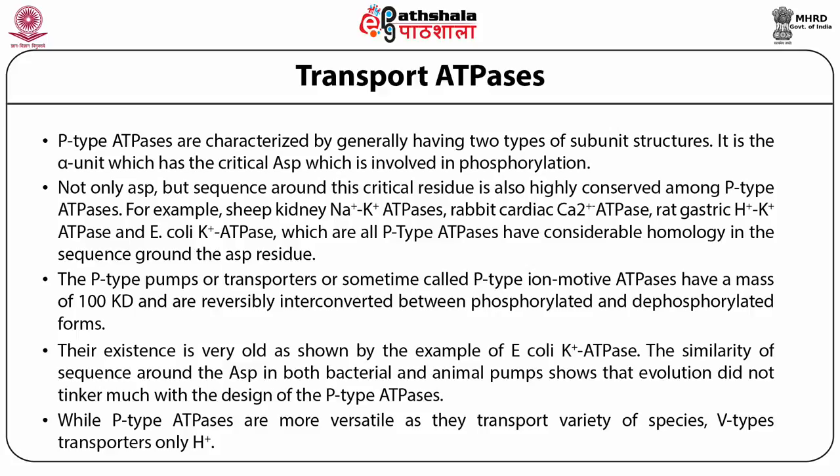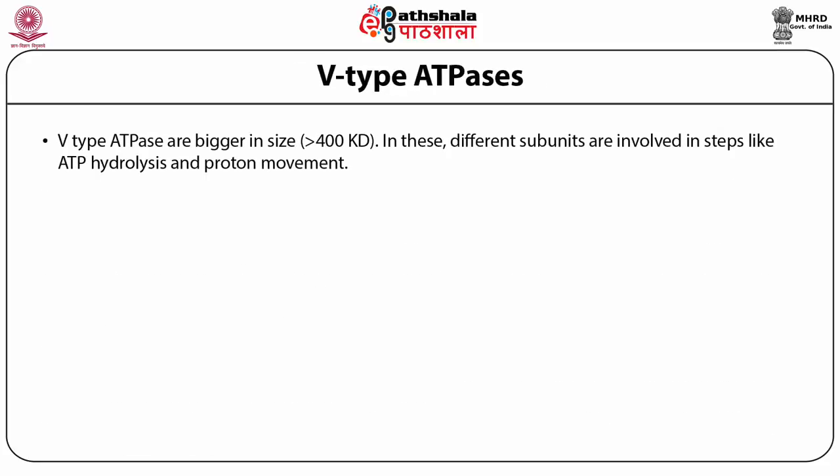While P-type ATPases are more versatile as they transport a variety of species, V-type transports only protons. They are called V-type as these occur in membranes of vacuoles in yeast and fungi and in plants. V-type ATPases are bigger in size, more than 400 kilodalton. Here the different subunits are involved in steps like ATP hydrolysis and proton movement. Understandably, these processes are coupled conformationally. This implies that these conformational transitions of the molecule cannot be analyzed by a simple two-step model.